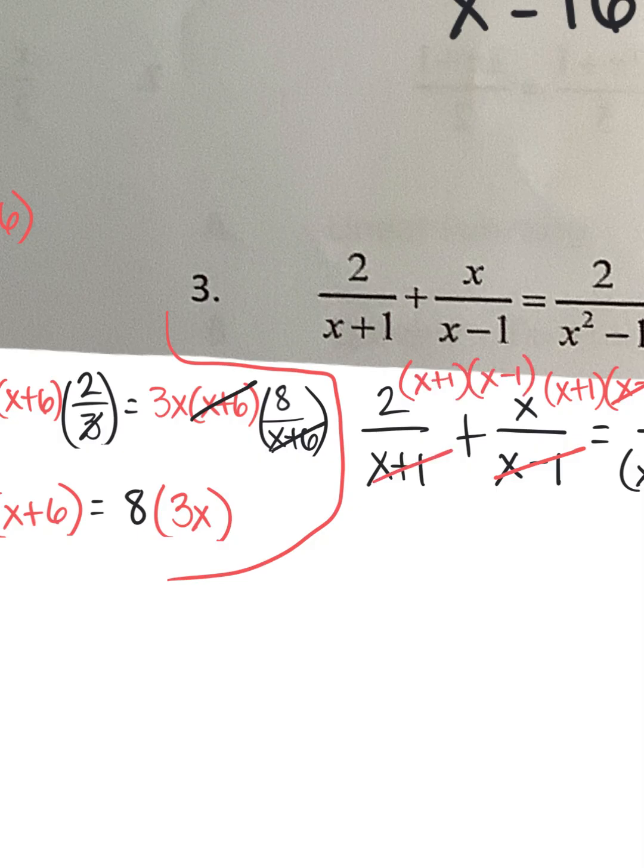Yes. So for this one, we have our 2 left, and then only x minus 1. In the second term, we have the x is still there, and we still have x plus 1. And then on the right-hand side, only the numerator remains. So clearing fractions makes your life a whole lot easier.